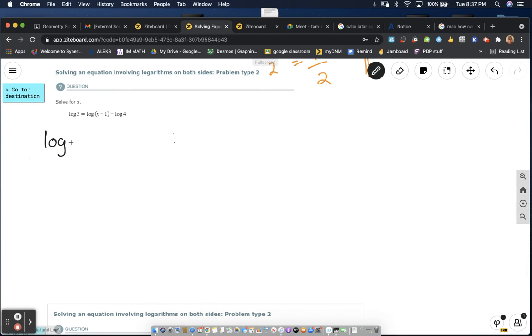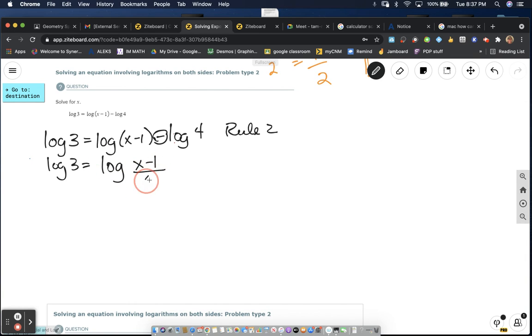So we have log base 10 of 3 equals log base 10 of x minus 1 minus log base 10 of 4. Okay, so we got to take this in pieces. We don't have any numbers this time, but we do have logs. This one we're going to use rule 2 because it's a minus sign. So we're going to go log 3 equals, and then this minus sign means this part goes on the top, that goes on the bottom. So it's going to be log of x minus 1 over 4. Do you see how they're both logs? We can just equate these two answers.